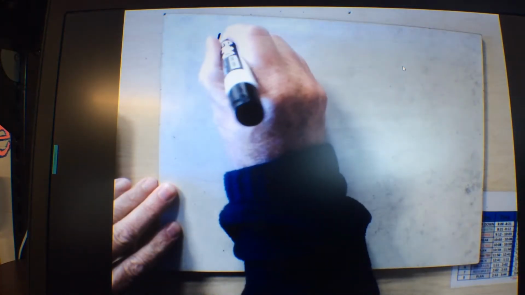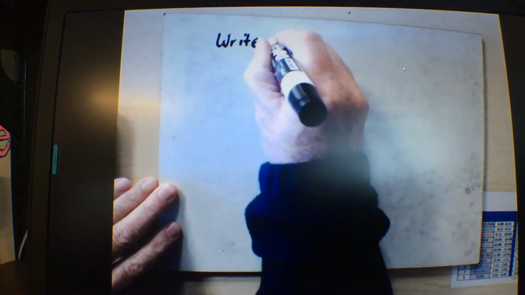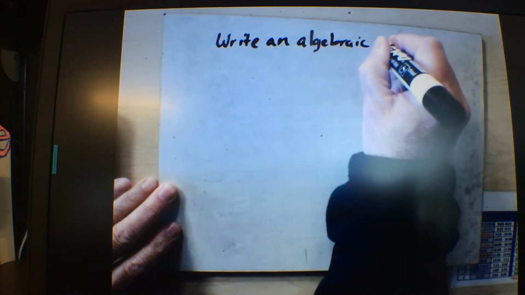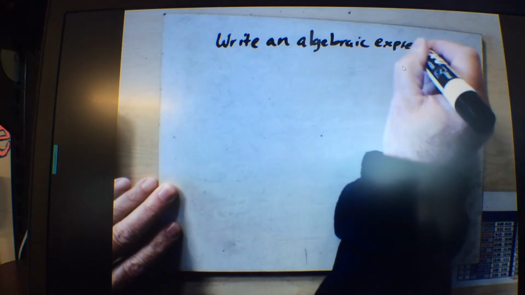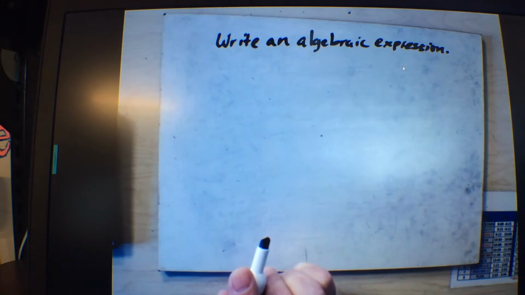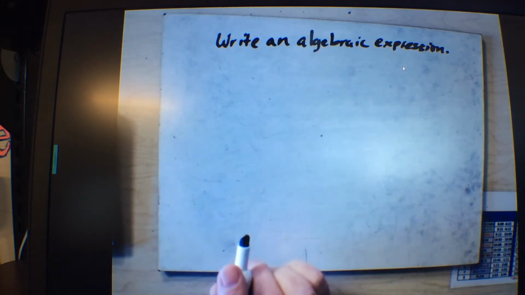Okay, so this is the chapter 1 review for the test, and I'm just going to give you some problems and we're going to talk about them. The first thing is you're going to write an algebraic expression for a verbal, okay? That means we're going to have numbers and letters, correct? Okay, so write an algebraic expression.